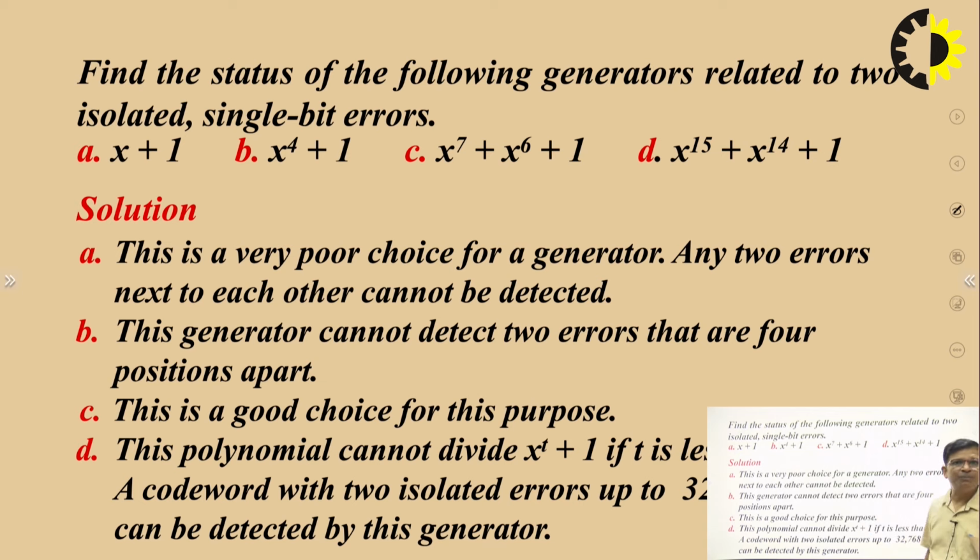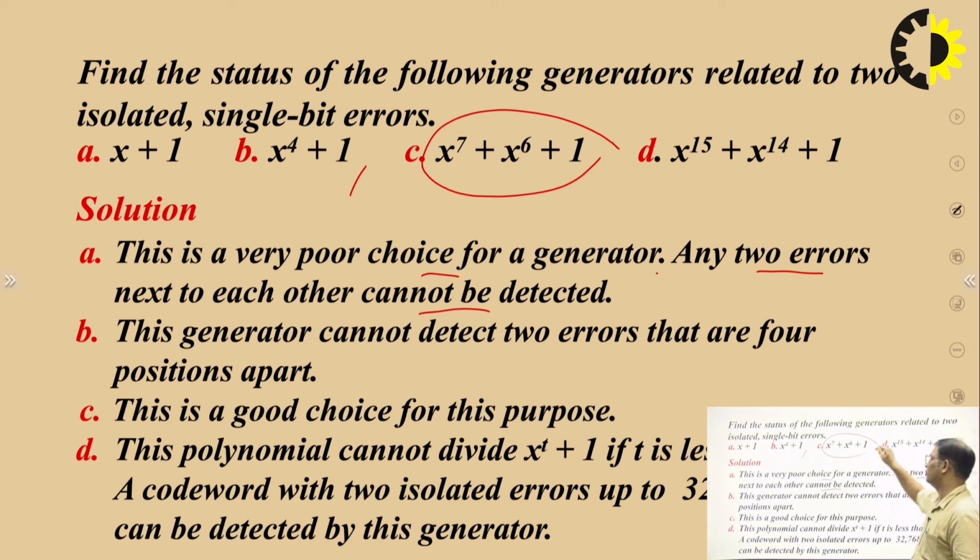So this is another example. x plus 1 is a very poor choice for a generator. Any two errors next to each other cannot be detected. This generator cannot detect two errors that are 4 positions apart. This is a good choice. Yes, this is a good choice, but it is very long, very hard, very tough to apply. This polynomial also cannot divide x to the power t plus 1 if t is less than 32,768, because the number is very high.